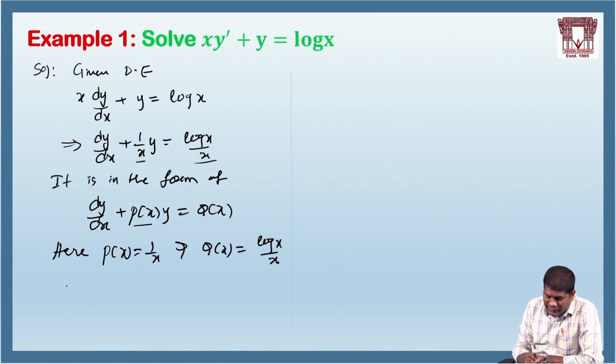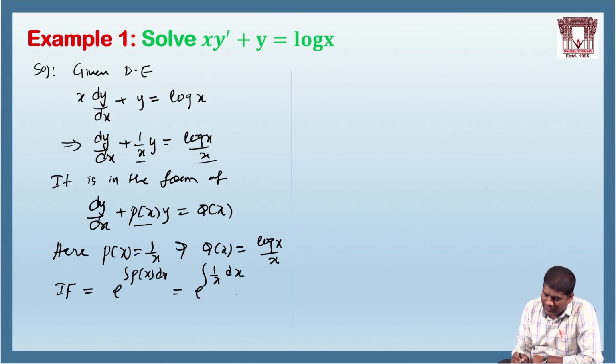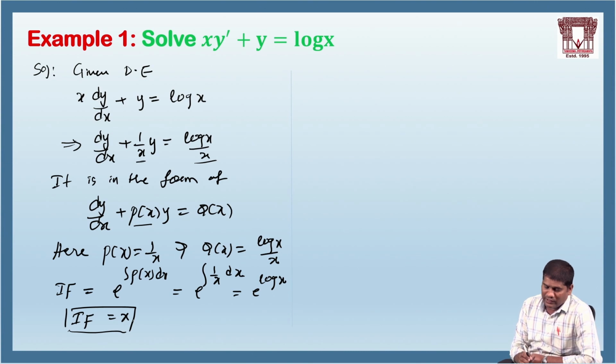Now we are writing its integrating factor. The integrating factor formula is e to the power integral p of x into dx, which is equal to e to the power integral of 1 by x into dx. Then this is equal to e to the power log x, since the integration of 1 by x is log x. The e and the log cancel, then we get x. The integrating factor of this differential equation is x.